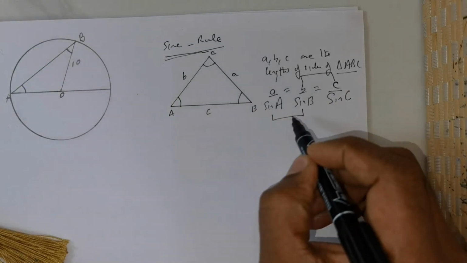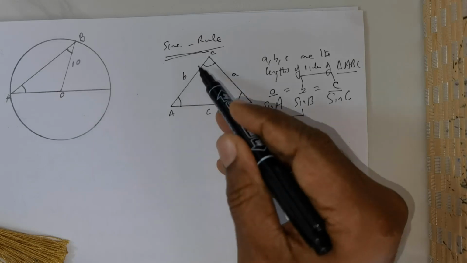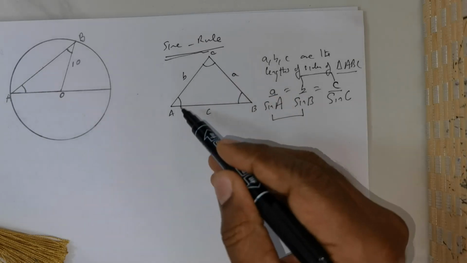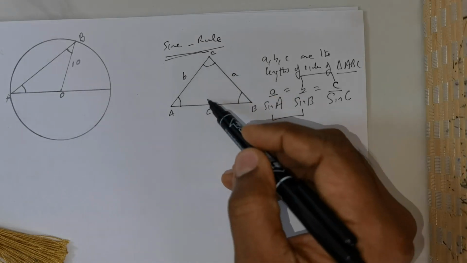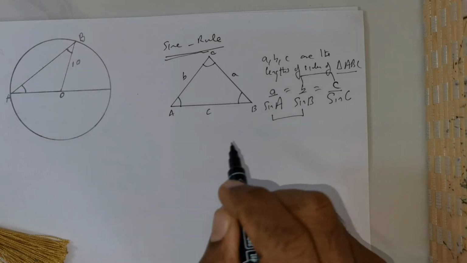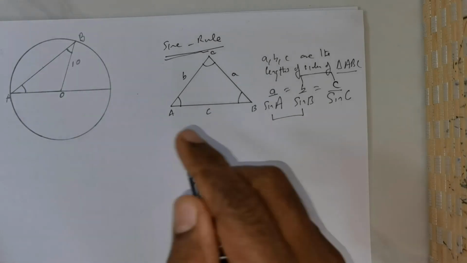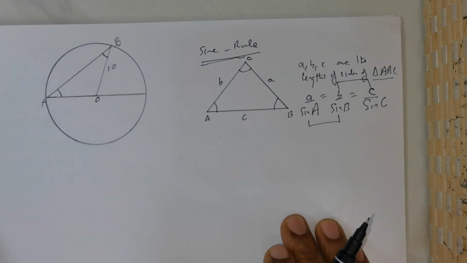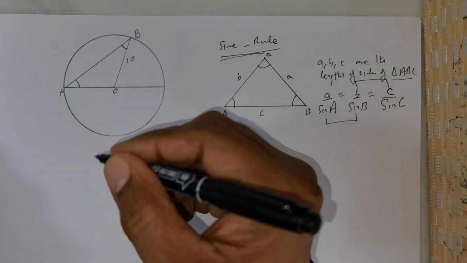You can either apply this to get the values of the unknown side or the angles that are lying between these sides. Now as I always mention to you, the best way to understand the geometry concepts is to do a question. So I have a question here.